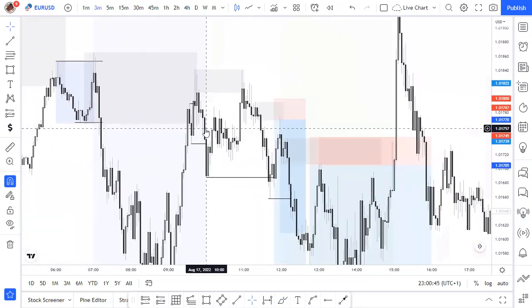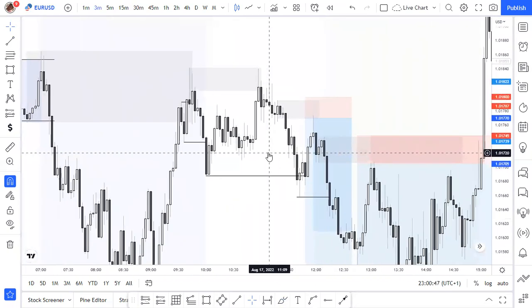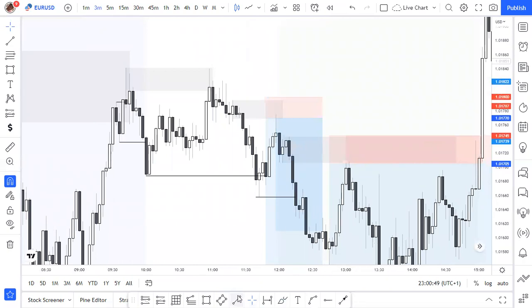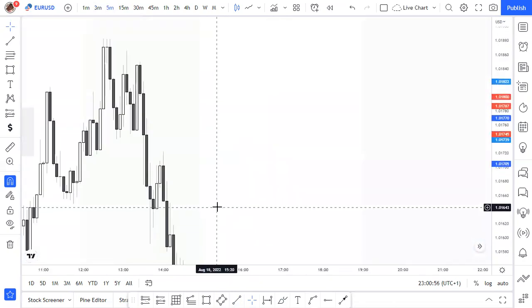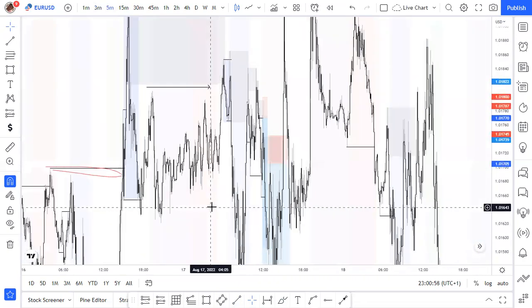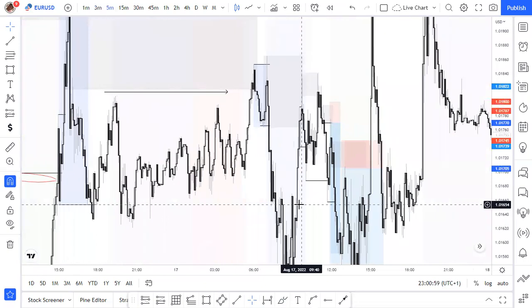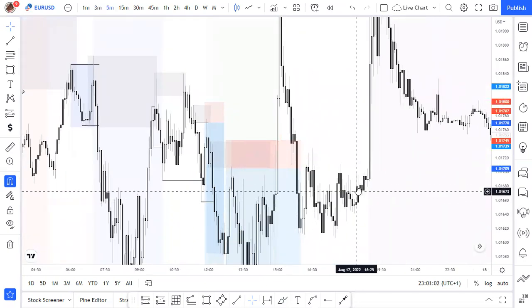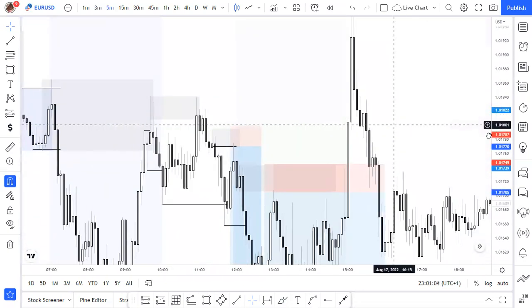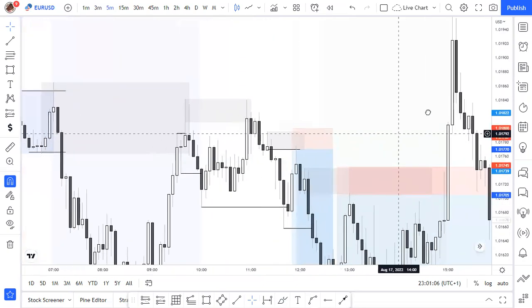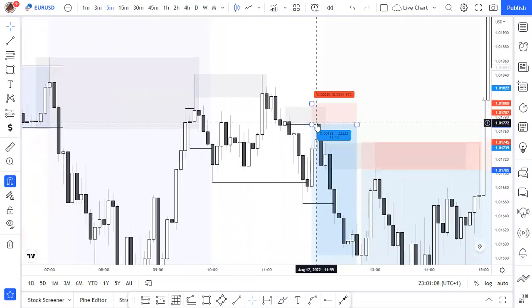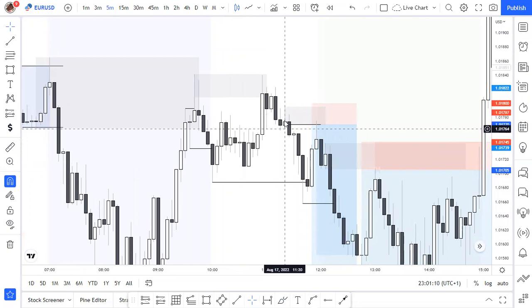Okay, I think it's on the 5 minutes. I also was looking at this particular engulfed candle. Let me show you the 5 minutes. I can't really remember the exact time frame I used, but these are the time frames I normally use. Okay, the 5 minutes engulfed candle. So yeah, this is the zone, this 5 minutes candle, it's a 5 minutes engulfed candle here.